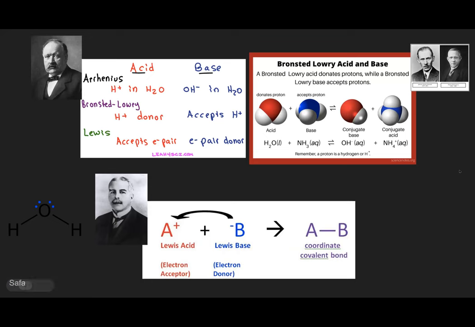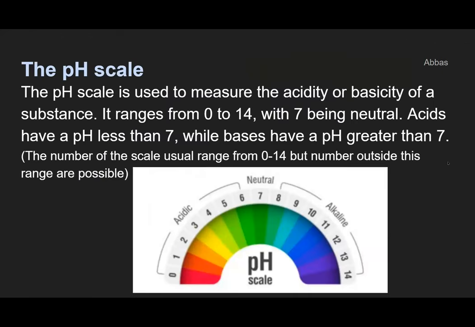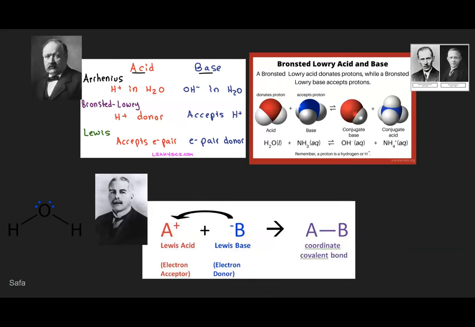Sorry, can you go back? I integrated Lewis's theory as well, as we learned some of his theory related to acid-bases. Gilbert Lewis was an American physical chemist known for his Lewis dot structures and contributions to the understanding of chemical bonding and coordination compounds. So that's just a little rundown on Lewis because we didn't include him in the last slide.